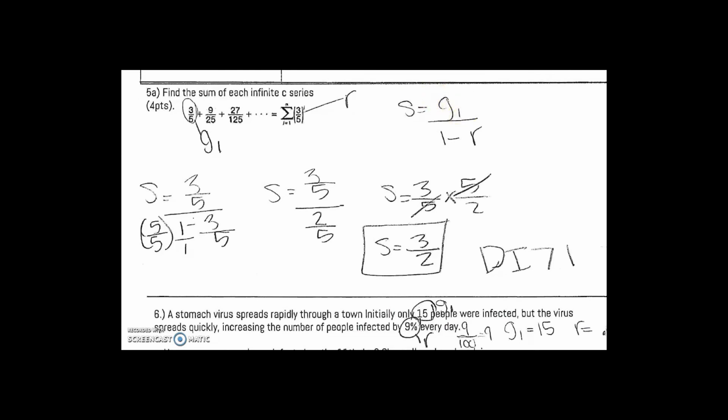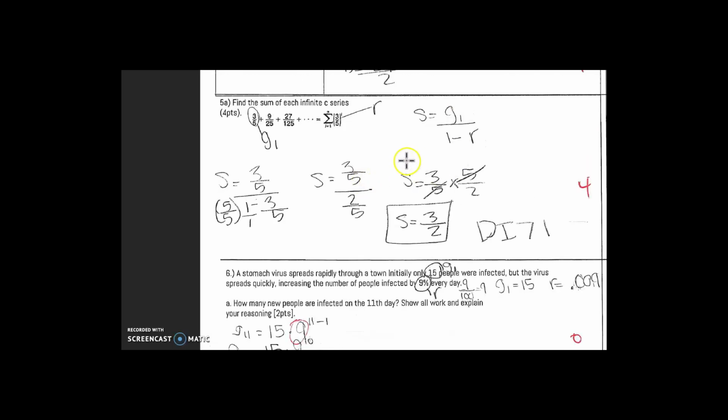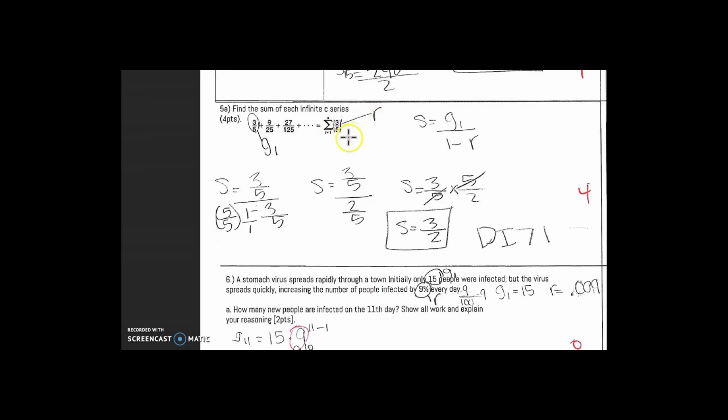All right, I wanted to show you this one because it is a 4 points, correct. This person even listed all these things out. That's a great strategy. They recognize that this 3/5 is your ratio. How do you know it's the ratio? Well, it's a base, meaning it has parentheses and it has an exponent.